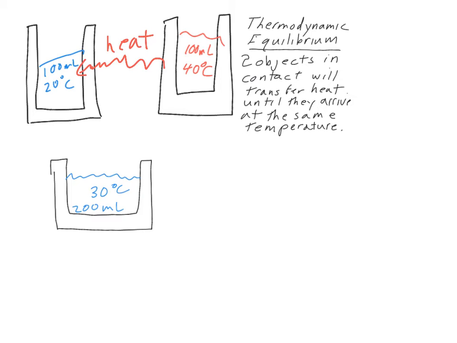So, two objects in contact will eventually reach thermodynamic equilibrium, meaning that they will eventually arrive at the same temperature. The concept of thermodynamic equilibrium and the concept of transformation of energy are really important when it comes to making ice cream. If we want to make ice cream, we have a problem.